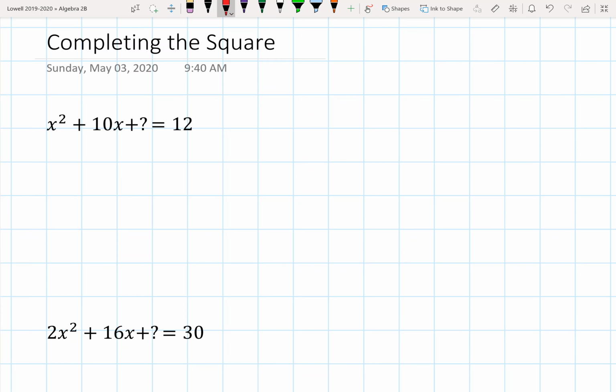One, in which case your x squared coefficient is 1, and then the second one where it's not, it's 2 in this case. And I made it kind of simple because it's all even, but the principle still stays the same.